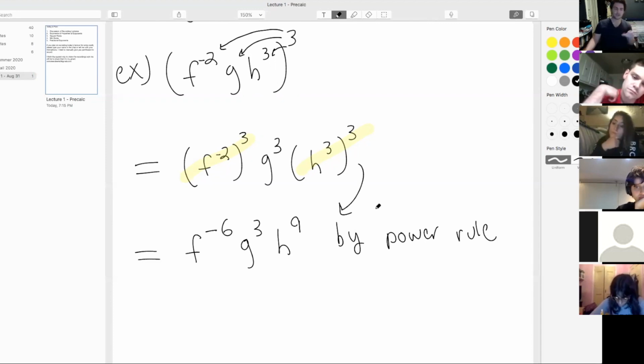So these are the kind of questions you'll see on the first homework, just simplifying expressions using our rules, all right?